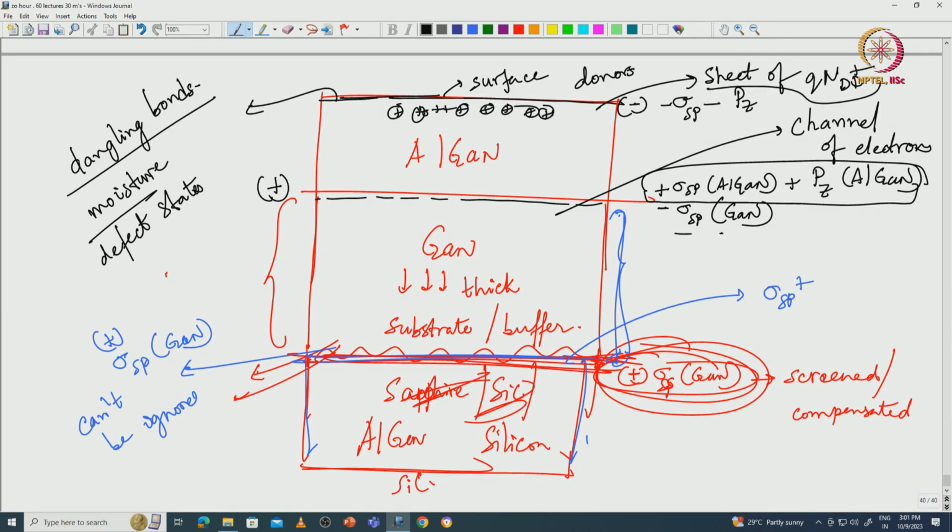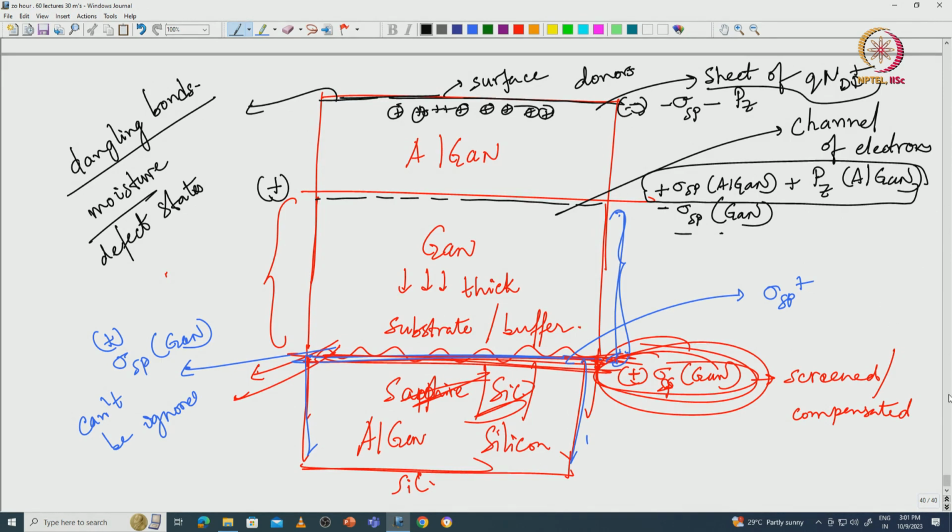This is not polarization by the way, these are fixed immobile donor ions on the surface, we call them surface donors. They also coexist with the total negative polarization charge that is there at the top. Okay. So now given this information, how does the charge diagram look like?